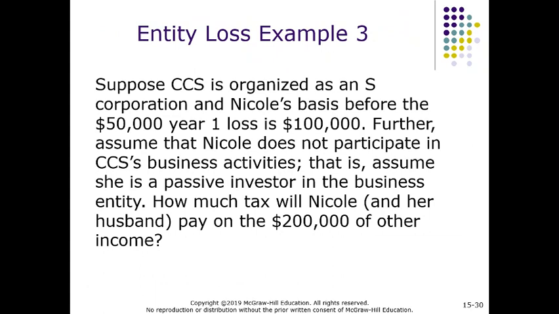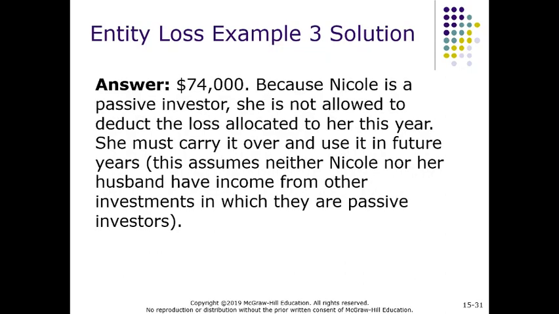All right, example 3. Suppose CCS is organized as an S Corp and Nicole's basis before the $50,000 year 1 loss is $100,000. Further, assume that Nicole does not participate in CCS's business activities. That is, assume she's a passive investor in the business entity. How much tax will Nicole and her husband pay on the $200,000 of other income? $74,000, meaning she doesn't get to take any of it because she's a passive investor. She's not allowed to deduct the loss.